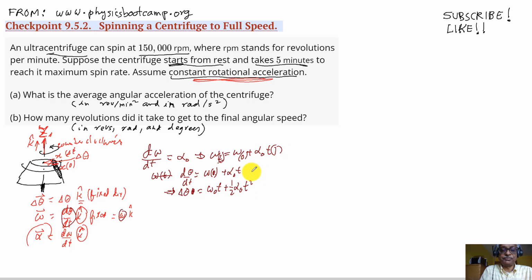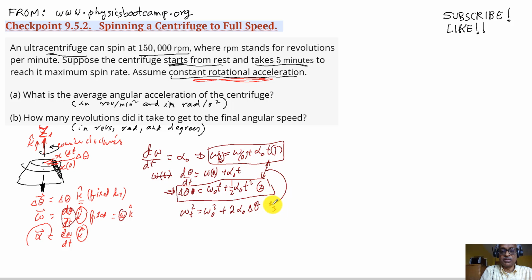So this is one equation, and this is the second equation, and you can get rid of t from there, and you will get omega at t squared equals omega at 0 squared plus 2 alpha 0 delta theta. From these two you can get the third equation. These are the equations which you can use for constant angular acceleration. Sometimes these are already listed in your book. This is the first time I'm doing this, so I just want to derive this quickly.